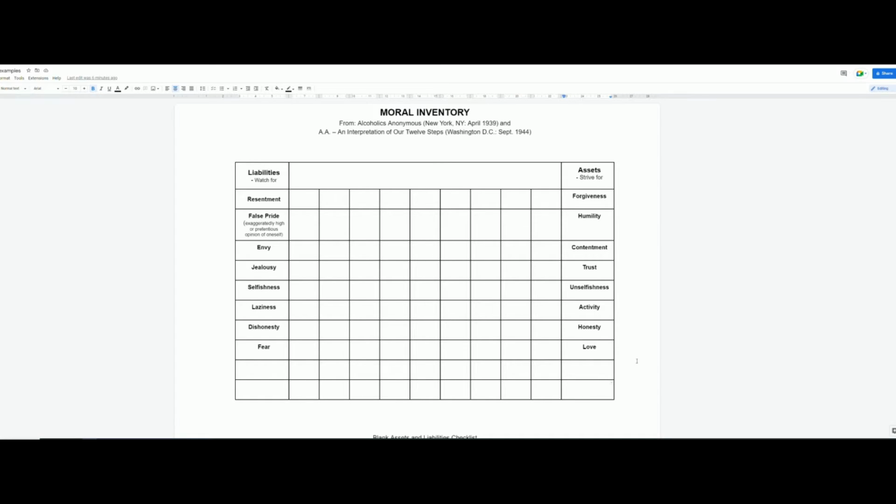We discuss our inventory with our sponsor or sharing partner in step 5. Then anything that needs to be processed within the inventory is further down the line in steps 8 and 9. So at this stage, all the book is asking us to do is to make a fearless moral inventory. I think it's more fearful of a concept in trying to work out what you're supposed to do.